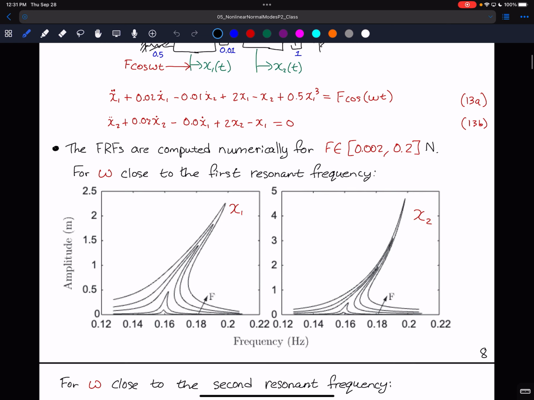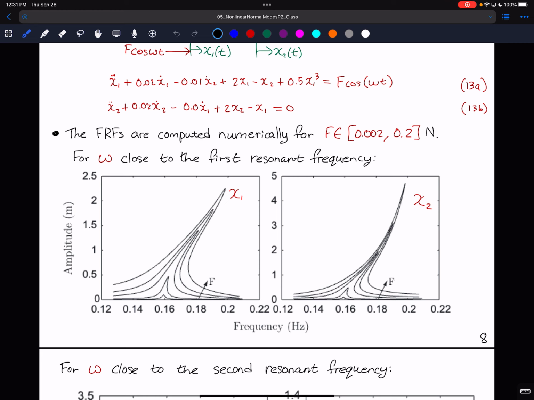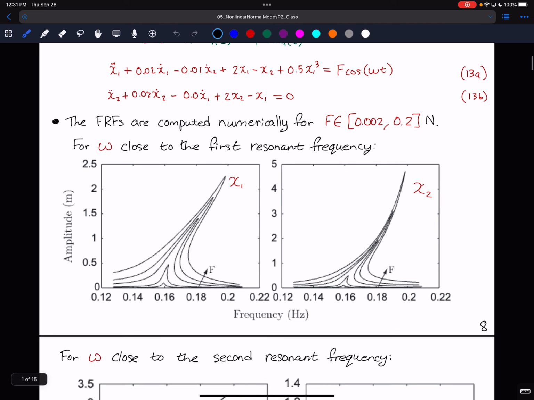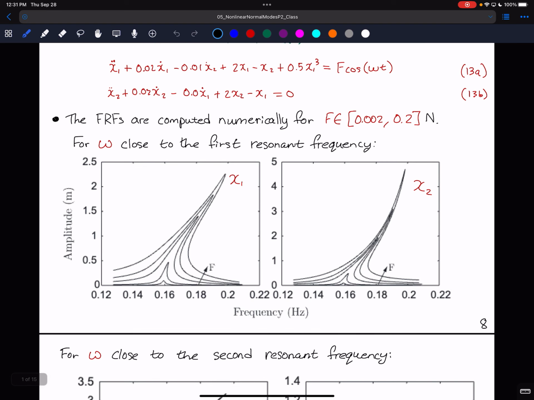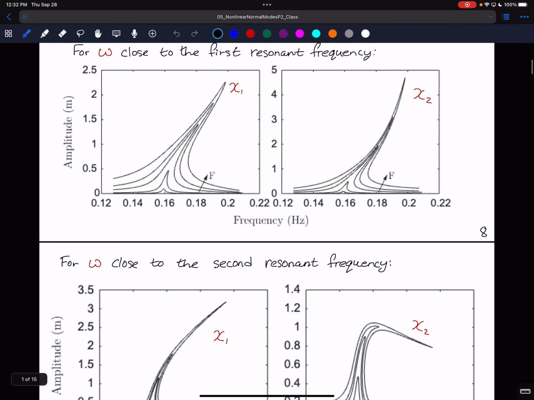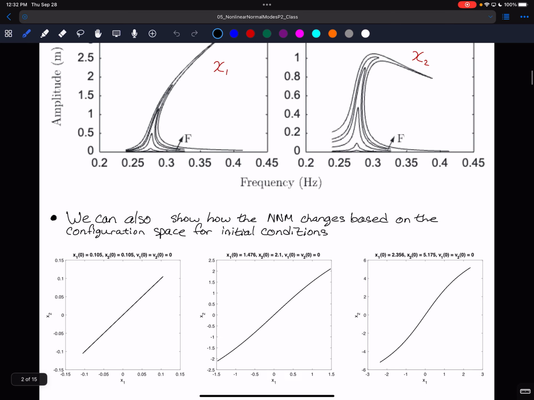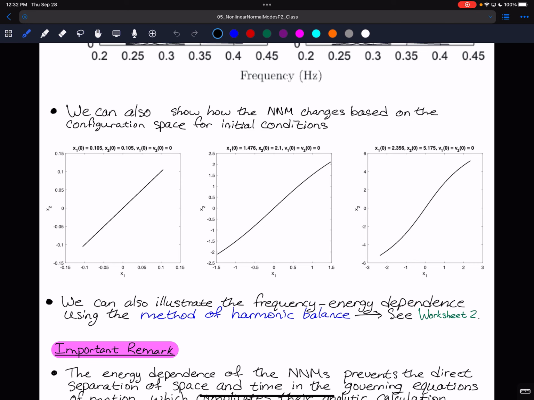All right, so here are some of the frequency response functions that were computed for this system, and this just shows how both of the modes, their amplitudes change based on the amount of energy in the system, and you get this bending of these FRFs. All right. And we also looked at how that energy dependence shows up in the configuration space. And then we did our second worksheet.